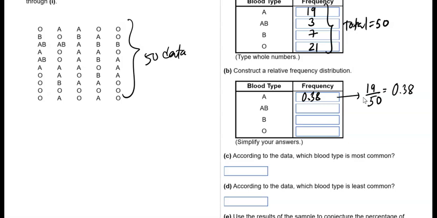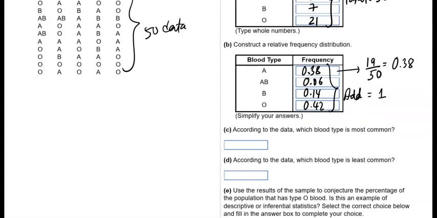Relative frequency of B is going to be 0.06. Relative frequency of AB is going to be 0.06. Relative frequency of B is going to be 0.14. Relative frequency of O is going to be 0.42. And if you add them, you don't have to, the total must be 1, because relative frequencies add up to 1. So this is called the relative frequency distribution.